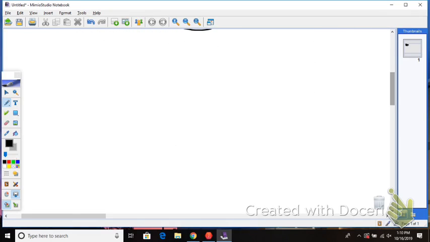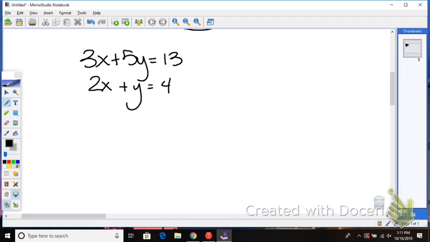My next example, you're going to have to do a little work. So I have 3x, and it doesn't have to be x, it just needs to be a variable: 3x plus 5y equals 13, and 2x plus y equals 4. So in this case, I don't have a variable that's already solved for, like x equals blah or y equals blah. So you have to do a little work to move stuff around to have that variable. It doesn't matter which variable you choose, but choose the easiest one.